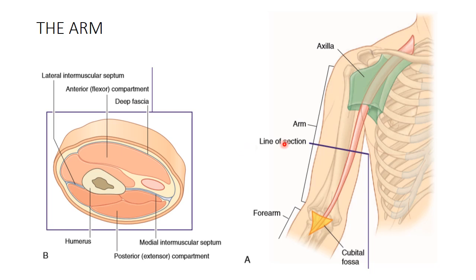So the arm is the region of the upper limb that extends from the shoulder joint to the elbow joint. Superiorly it communicates with the axilla on the medial side, while inferiorly it communicates with the forearm through the cubital fossa. These two spaces, the two regions, transmit important structures including nerves and arteries as well as lymphatics and veins of course, between the root of the neck and the arm and between the arm and the forearm.